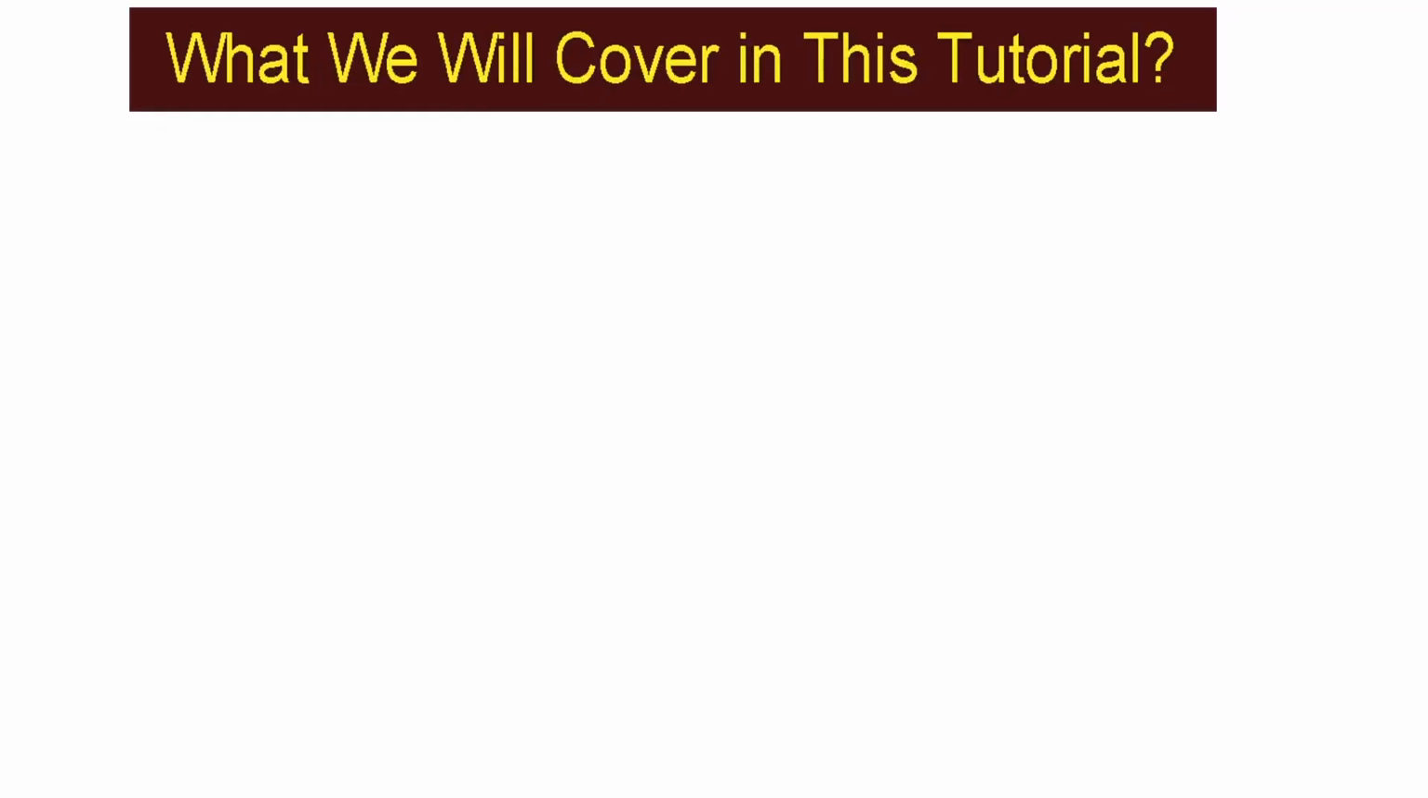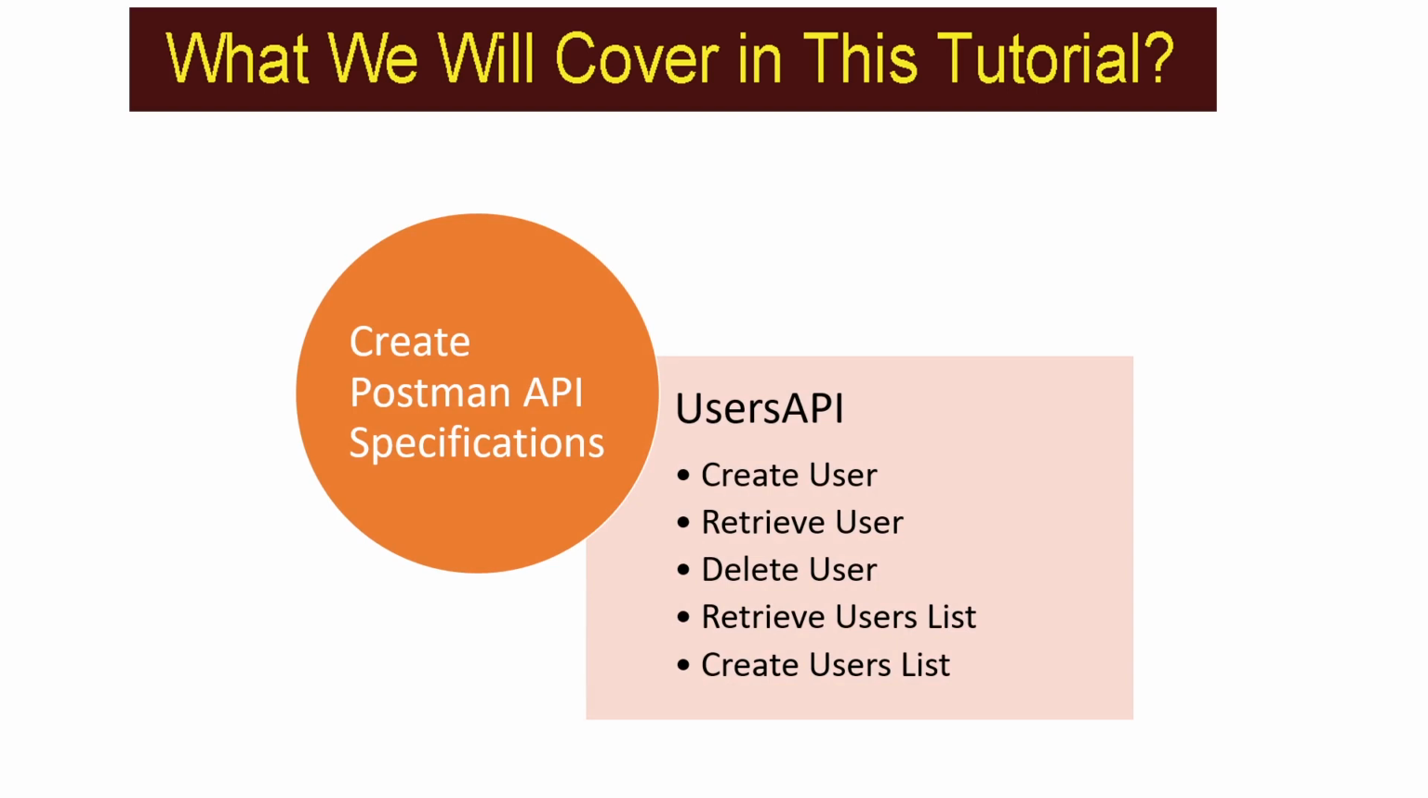Let's look at the high level details of the topics that are going to be demonstrated in this video tutorial. We will be creating an OpenAPI 3.0 specification in Postman. For that, we can use either of two options. We can make it in JSON format or YAML format. For this tutorial, we will simply create it in JSON format. And for this purpose, we will be creating a users API.